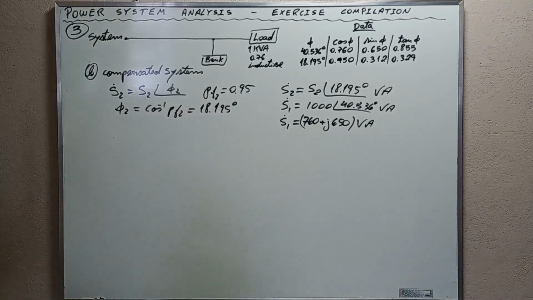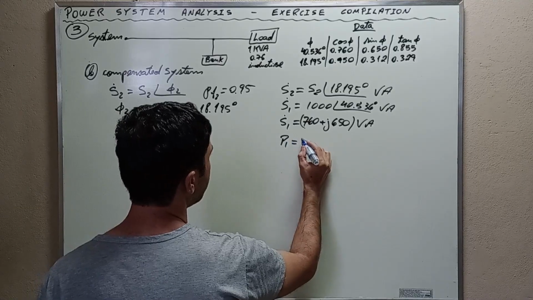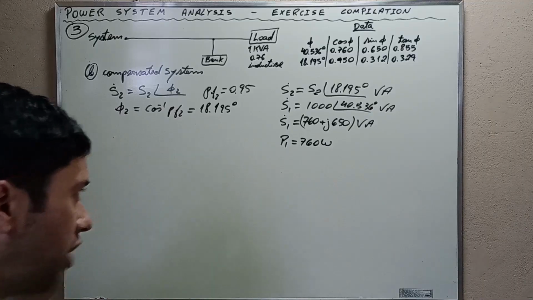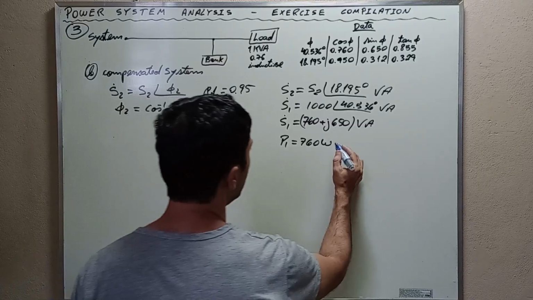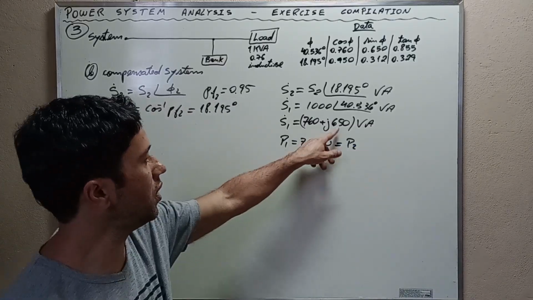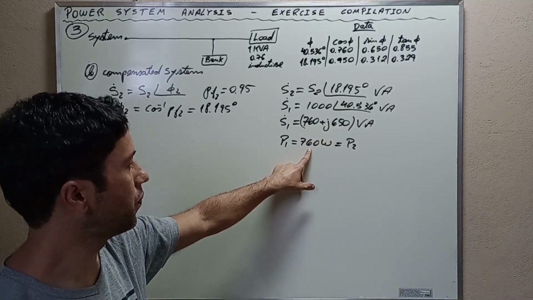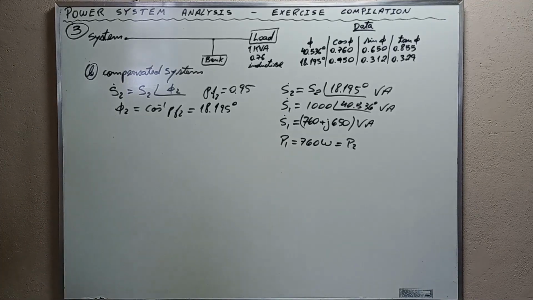And as the real power must not change, okay, let me put it here. P1 is equal to 760 watts. This must not change. The real power stays the same. And this is equal to P2 as well. Alright? What is going to change is the reactive power. The real power or the active power must not change.